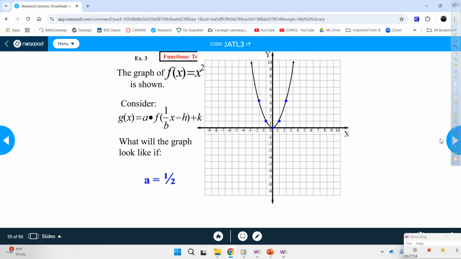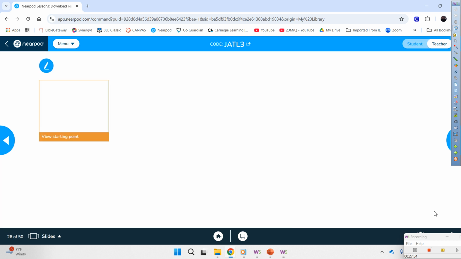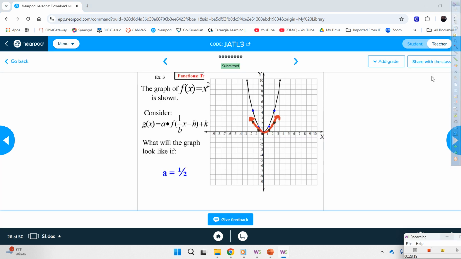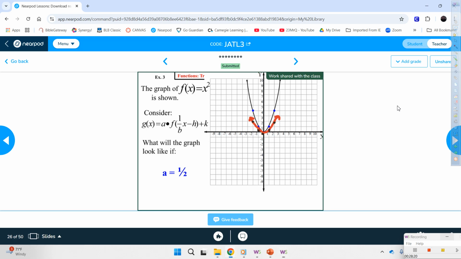All right. What happens now when A is 1/2? Talk to your neighbor. What would happen to that? A is 1/2. All right, graph it on the screen. Looks about right. Here's one from one of your colleagues on your screen. And you got something like that? Yes, that is correct. It compresses. Go to the next one.